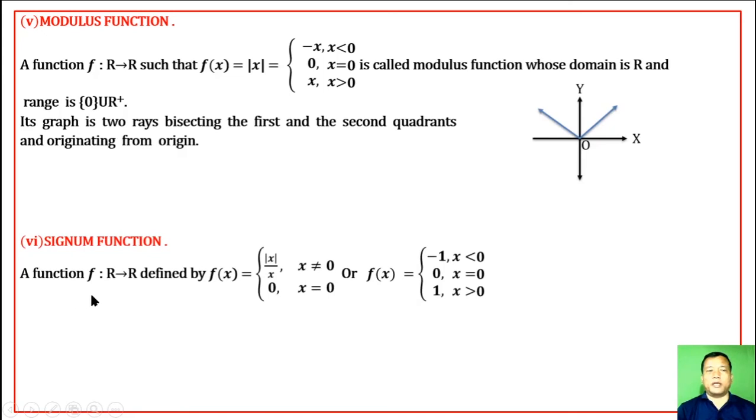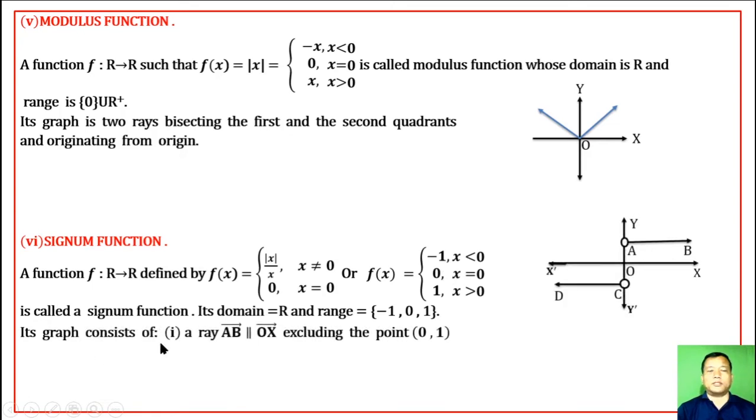Signum function f from R to R defined by f of x equal to modulus x by x, x does not equal to 0, whose value is 0 when x is 0. It can be expressed again as f of x equal to minus 1 when x is less than 0, whose value is 0 when x is 0, whose value is 1 when x is greater than 0. It is called a signum function. Its domain is R, that is, x can take any real number, and range is -1, 0, 1. That is, there are only three outcomes, that is -1, 0, 1.